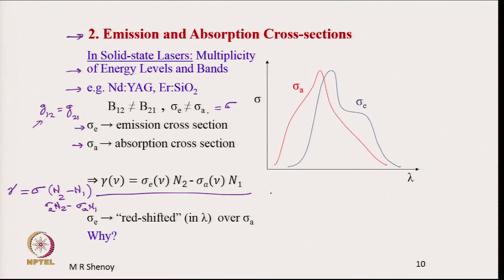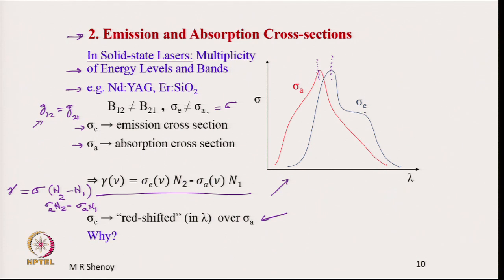So, what is shown in this diagram is the typical emission and absorption cross section for a solid state laser medium. The emission cross section is always red shifted with respect to the absorption cross section, sigma A of lambda. Red shifted means it is shifted towards longer wavelengths. You can see the peaks here: the peak of this and the peak of this, it is shifted towards longer wavelength.